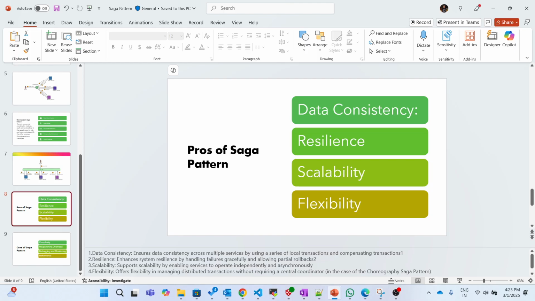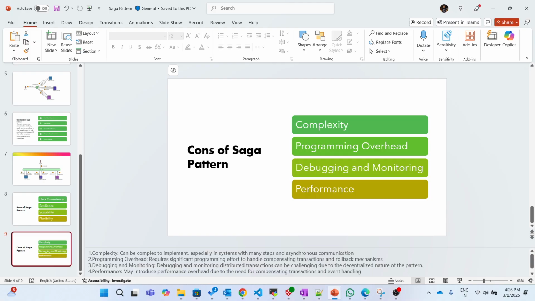So what are the pros of the Saga pattern? Data consistency: it ensures data consistency across multiple services by using a series of local transactions and compensating transactions. Resiliency: it enhances system resilience by handling failures gracefully and allowing partial rollbacks. It supports scalability by enabling services to operate independently and asynchronously. Flexibility: it offers flexibility in managing distributed transactions without requiring a central coordinator, in the case of the choreography saga pattern.